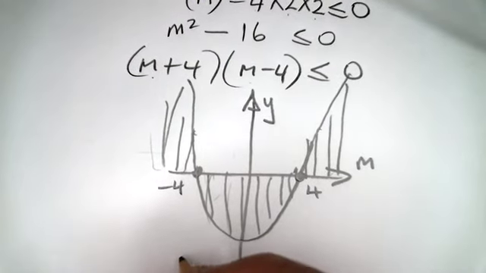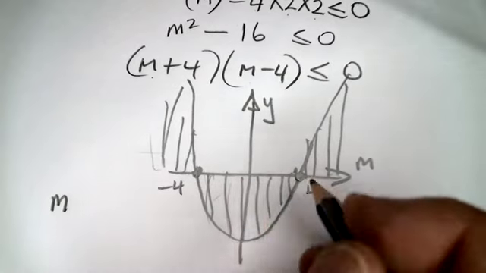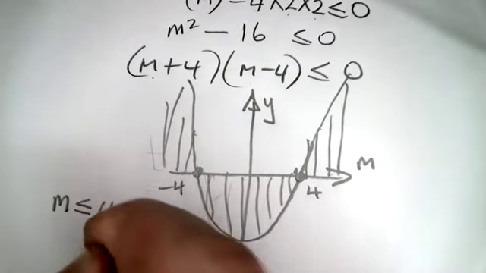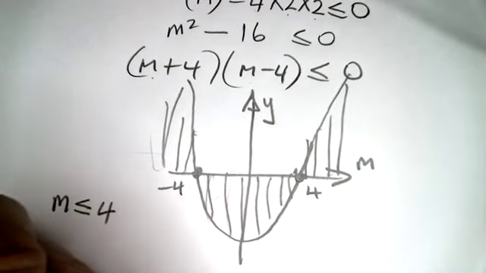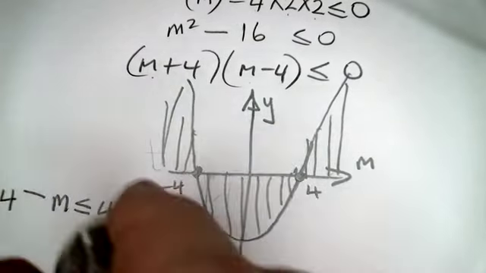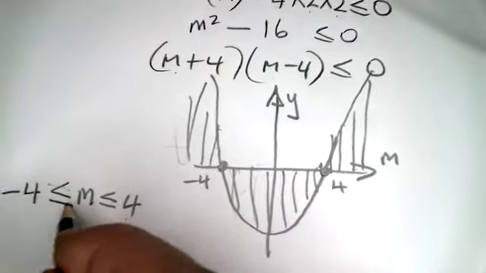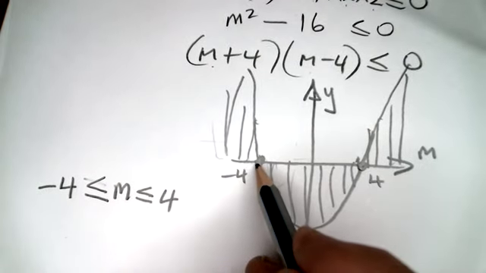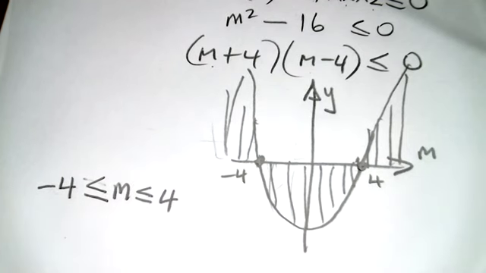So what would that look like? I'll write it on the side here. M is going to be less than or equal to 4, so it's going to be here and downwards, and it's going to be greater than or equal to negative 4. So it's going to be greater than this point and less than this point. Now we have to write the really important bit on the end of that.